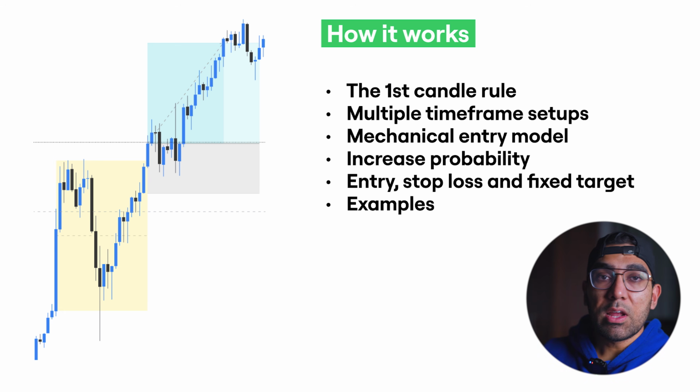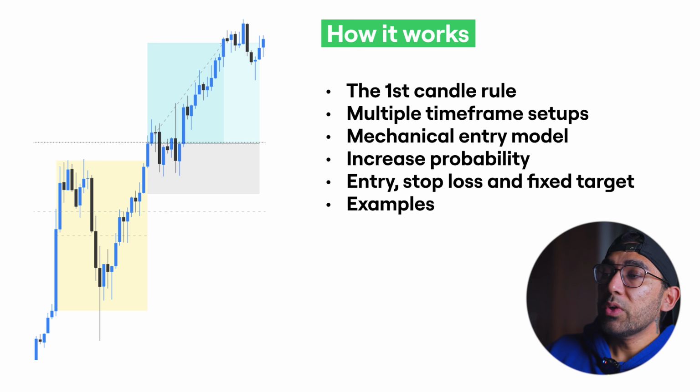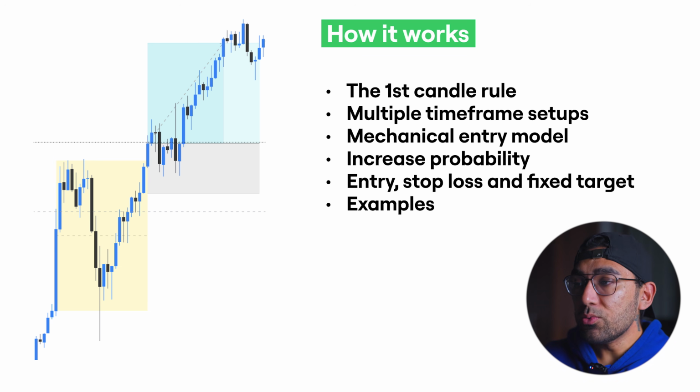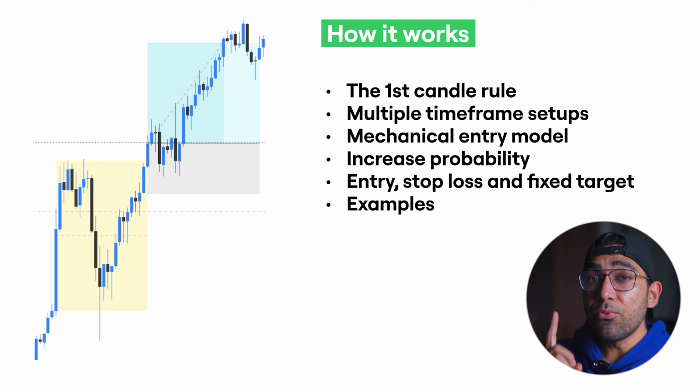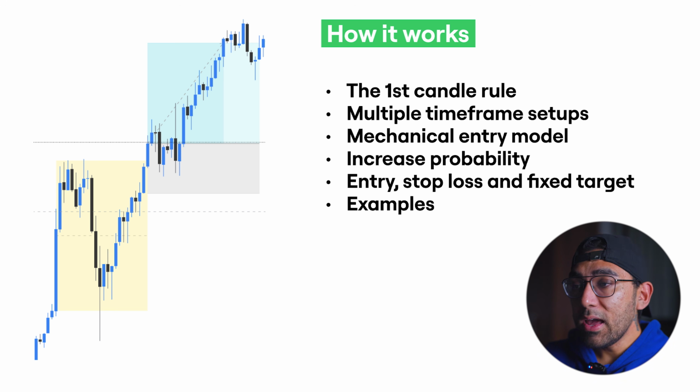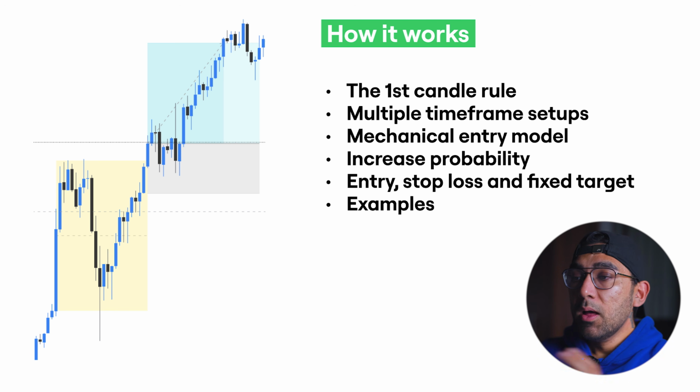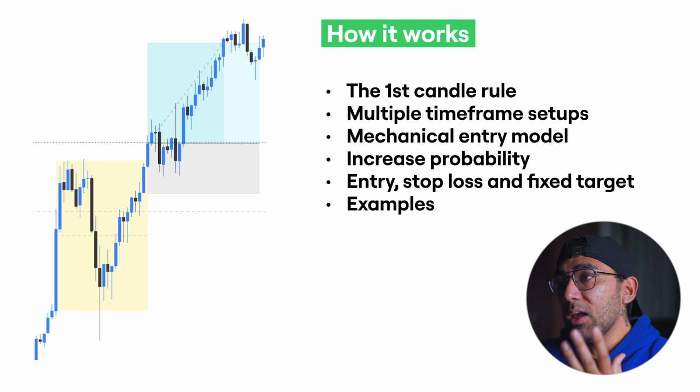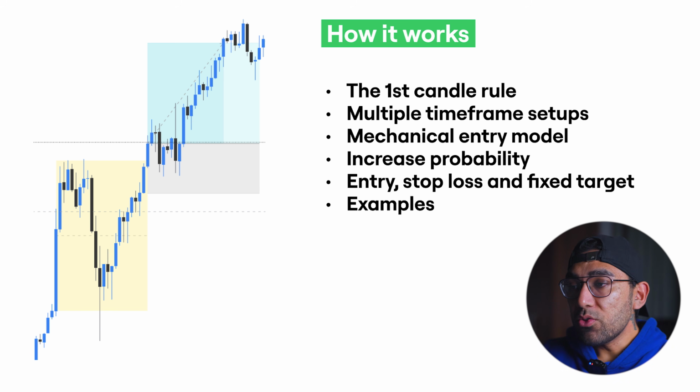So the strategy can be broken up into a few separate stages. First and foremost, we're going to be talking about the first candle rule, which is essentially about using the first candle at a specific time. I'm also going to talk to you about trading multiple time frame setups, not just relying on the one setup. I'm going to show you the mechanical entry model which we need to use to execute the trades. I'm also going to show you a way in which we can increase the probability of the trade being successful. This is a very important step and is really what separates this model from most other models.